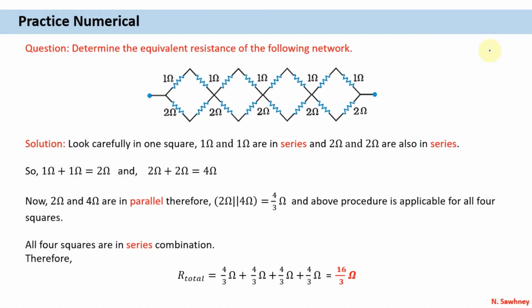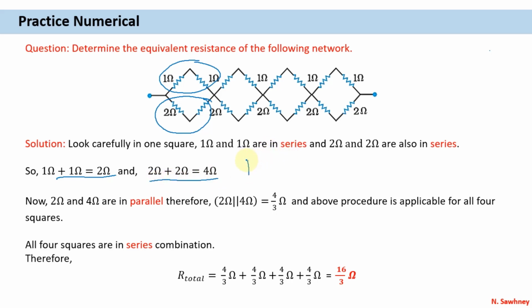Now let us understand the series parallel combination with the help of an example. Determine the equivalent resistance of the following network. Here, if we look carefully, there are 4 squares, each having a series combination of 1 ohm and 1 ohm resistance. Then again 2 ohm and 2 ohm are in series. So let us solve them.